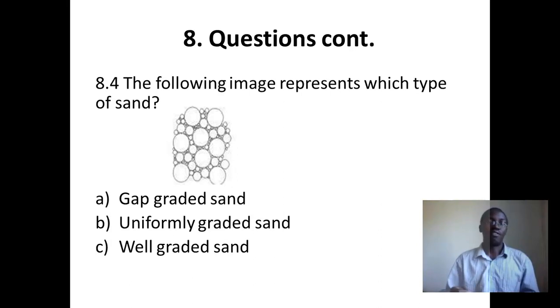Question number 4. The following image represents which type of sand? A. Gap graded sand. B. Uniformly graded sand. C. Well graded sand.